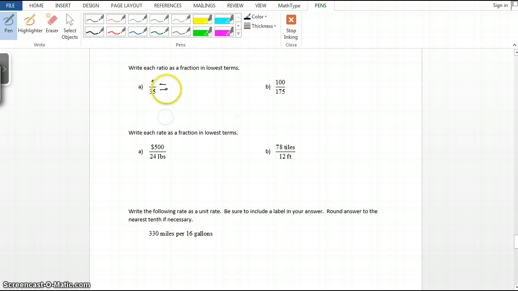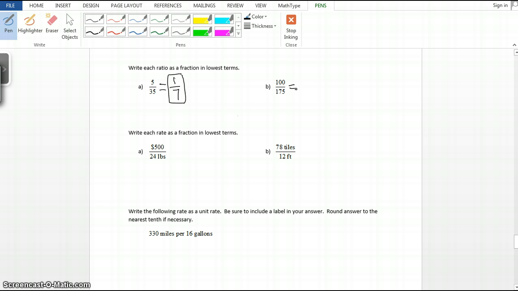So you can see your first fraction is 5 over 35, and we need to get a common factor. You can see a common factor of 5 in both of those. 5 goes into 5 once, and 5 goes into 35 7 times. So if we reduce that down all the way, you get 1/7. Now let's look at part B.